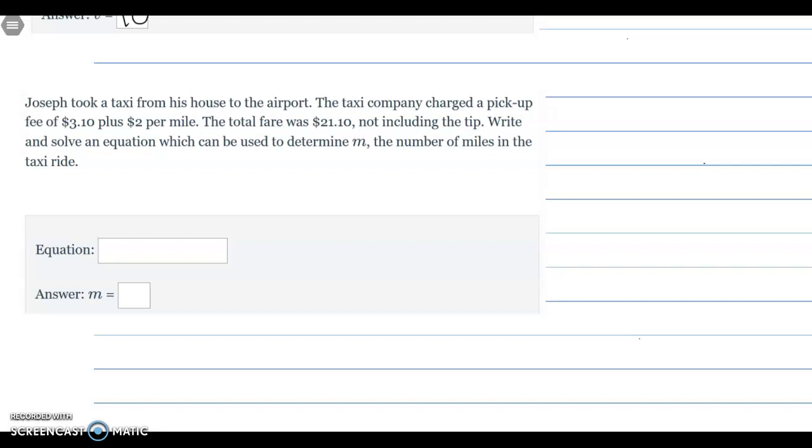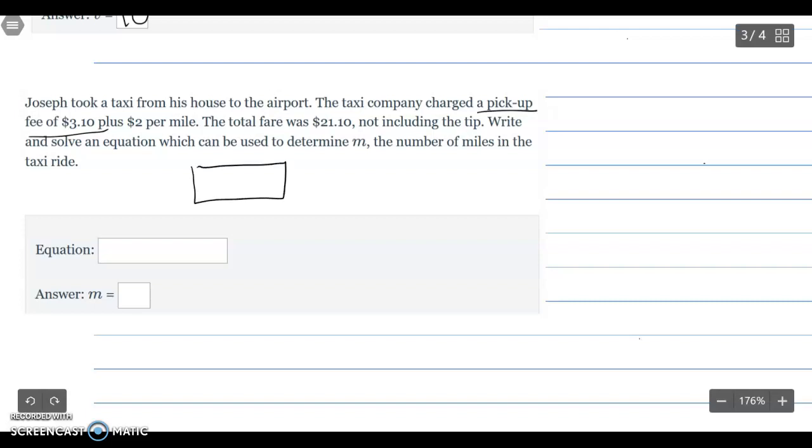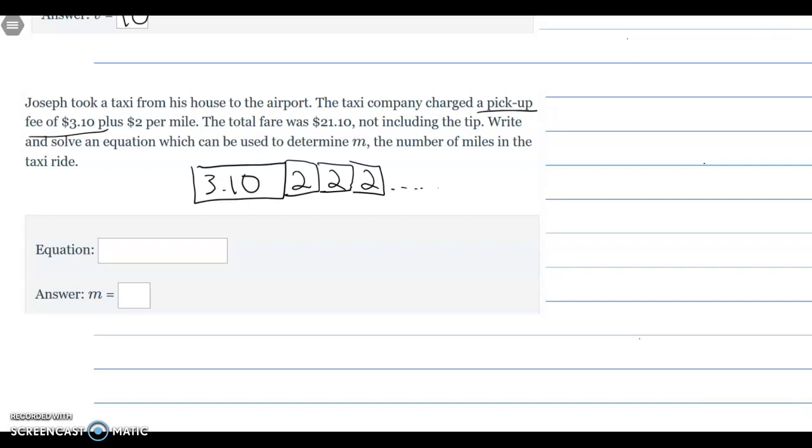It says write and solve the equation which could be used to determine m, the number of miles in the taxi ride. Okay, so let's start off with what we know here. We've got the $3.10, just the pickup fee, one charge of $3.10. So we know we've got to have a tape for $3.10. That's one box, okay? And then next we're going to have $2 per mile. So that's going to be $2, $2, $2, and that $2 just keeps going. We don't know how many, because we don't know how many miles he drove, right? That's the unknown. Okay, and we know the total of that.